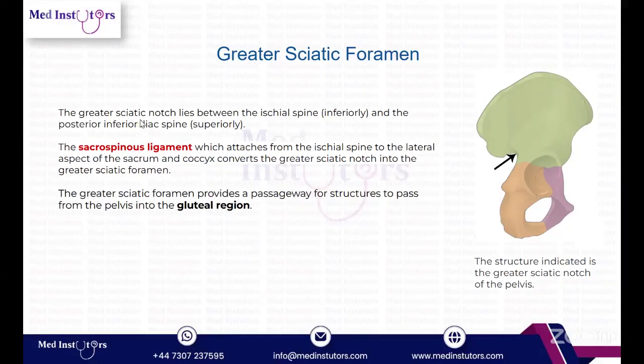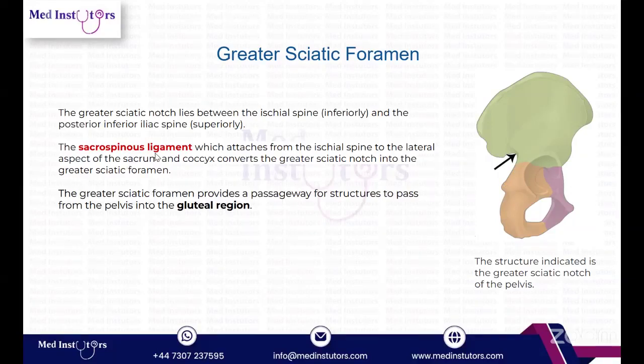So the exact anatomical location of the greater sciatic foramen: the greater sciatic notch lies between the ischial spine and the posterior inferior iliac spine. Here you can see the ischial spine inferiorly and the posterior inferior iliac spine superiorly. Between these two landmarks, we have the greater sciatic notch. Now we know that we have a notch here.